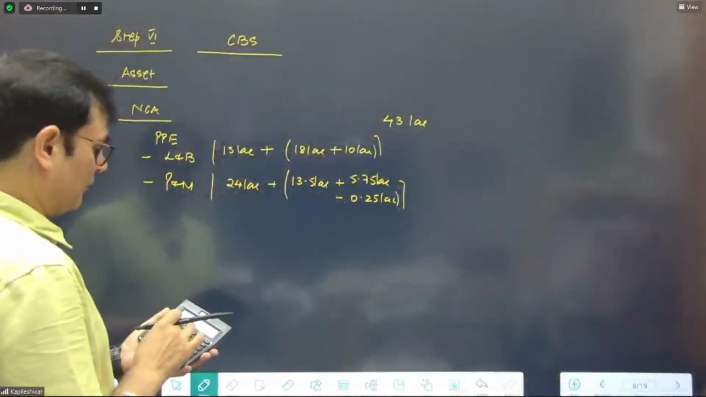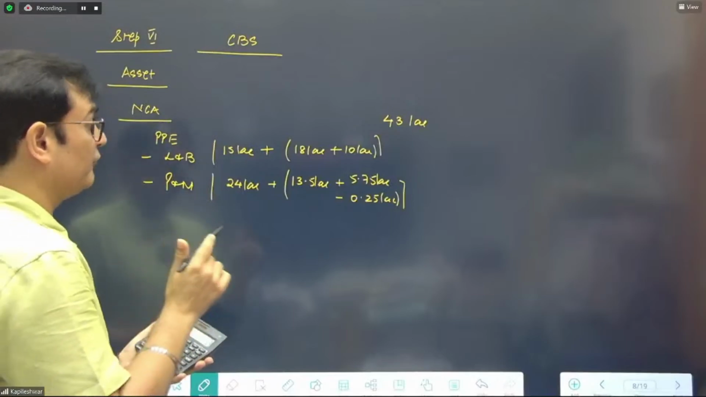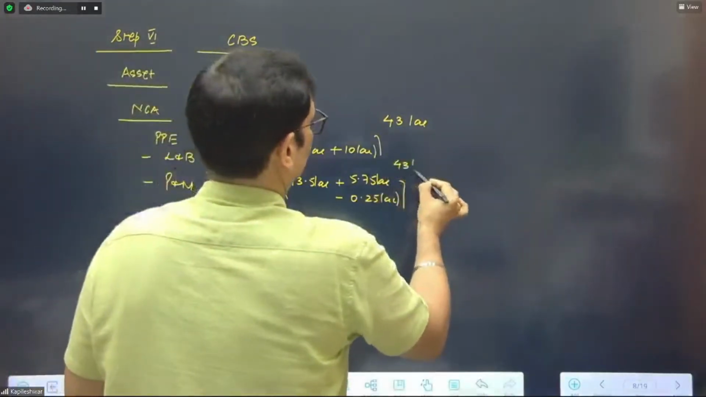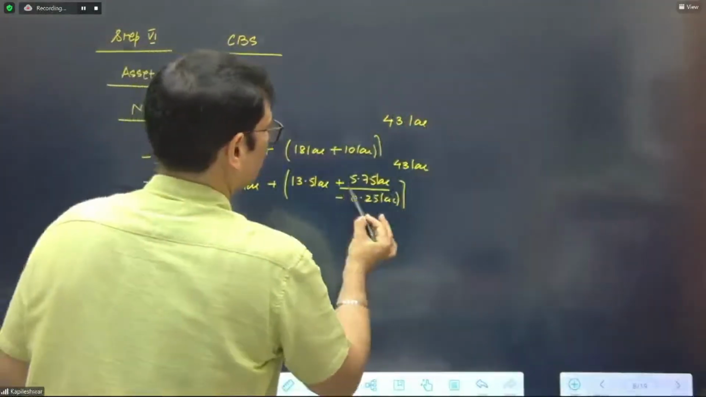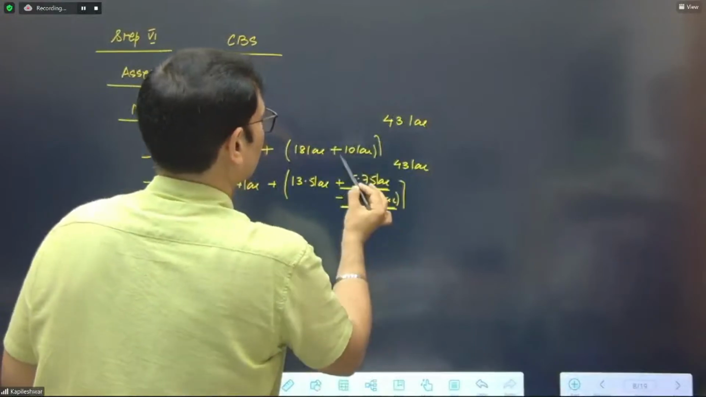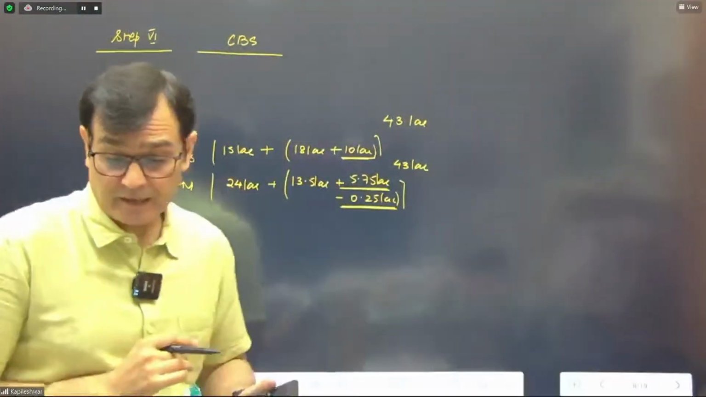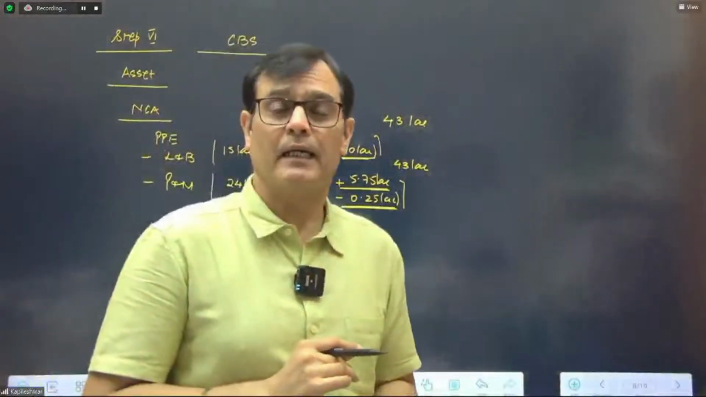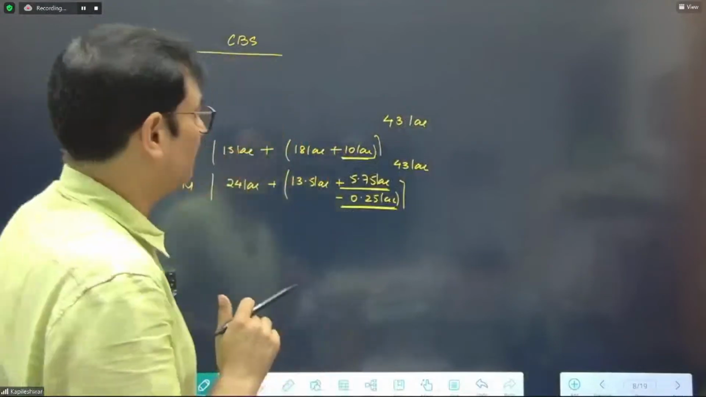So this is 13.5 plus 5.75 minus 0.25 and 24. This is also coming to 43 lakhs. So to the book value, we took the fair value changes and the additional depreciations. Okay, so PPE is done. Then there was no goodwill. It was a capital reserve taken care of. Investments will not appear in the balance sheet.